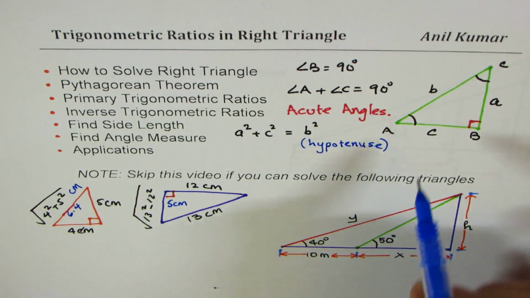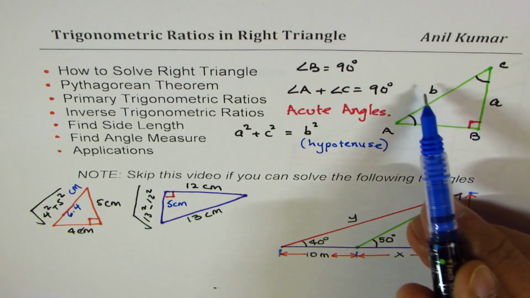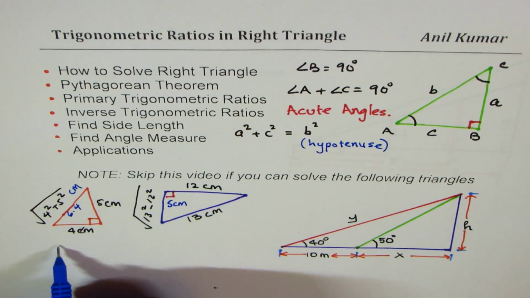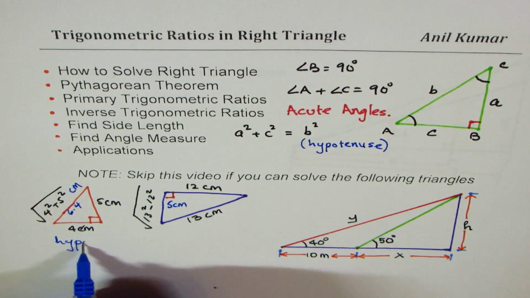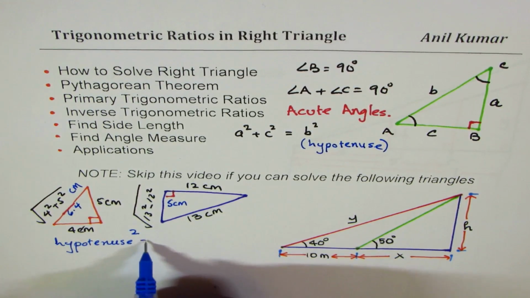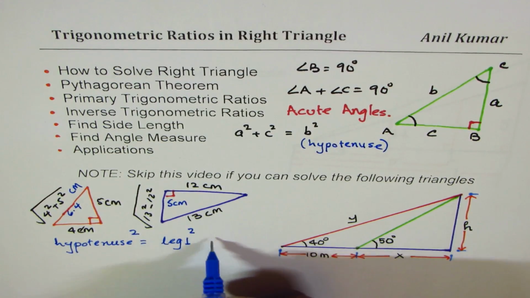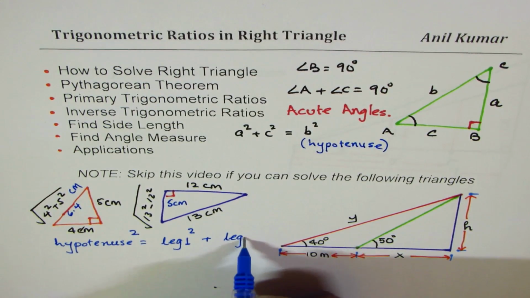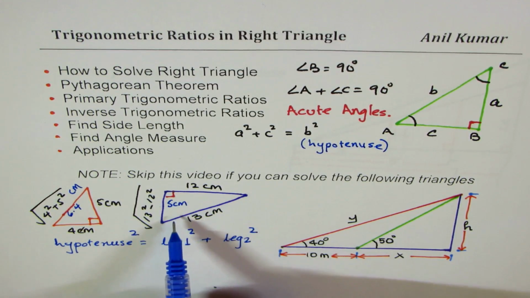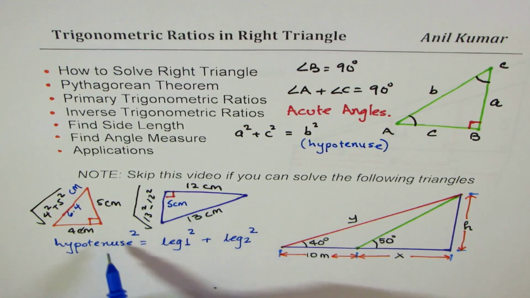I want to emphasize here that you should not get into the intricacies of A, B and C, right? Just forget about it. The basic thing is that the longest side, or hypotenuse, squared is equal to leg 1 squared plus leg 2 squared. Do you understand? So the sum of the squares of these two legs of a right triangle is equal to the square of the third.